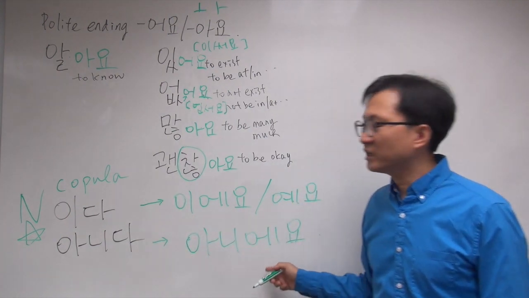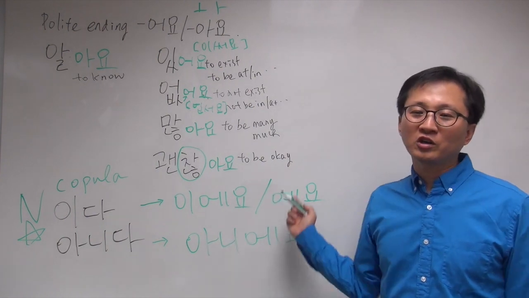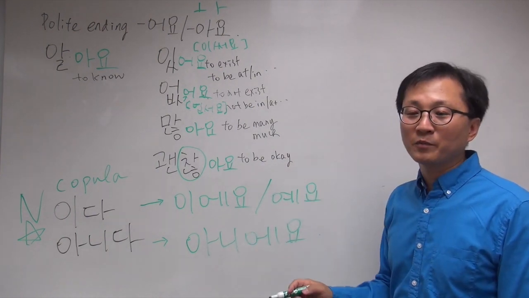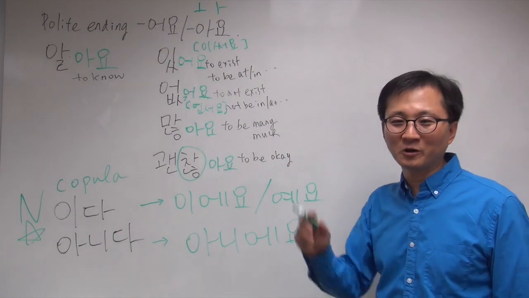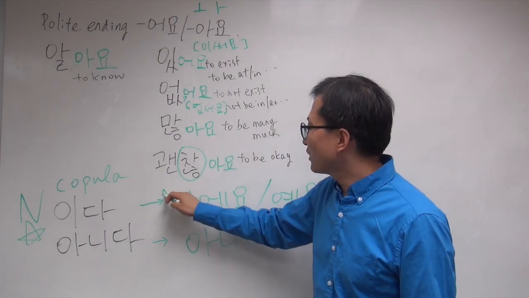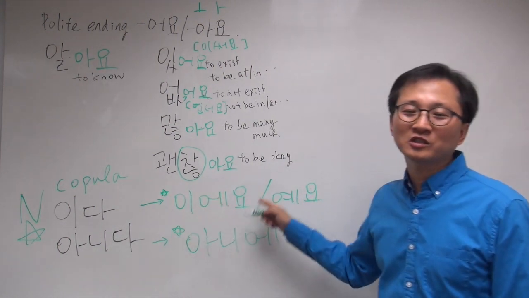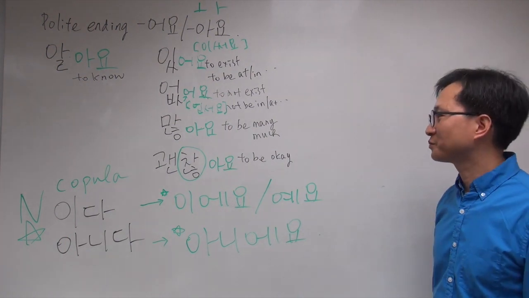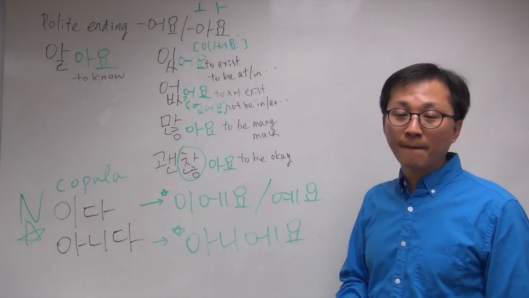이다, 이에요, 아니다, 아니에요. So just irregular. Just memorize them. Don't ask me the rule. Just memorize 이에요 and 아니에요. So just remember this form. Okay, so far so good?